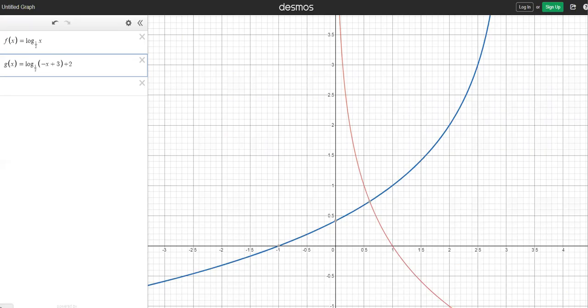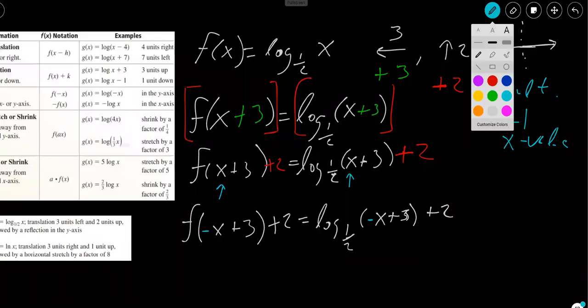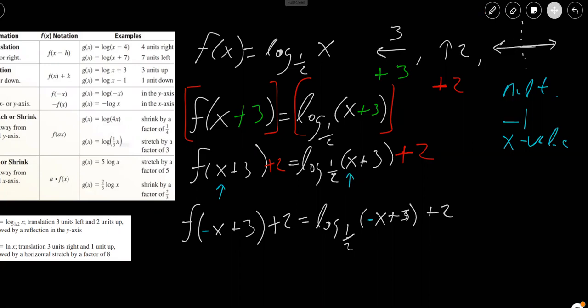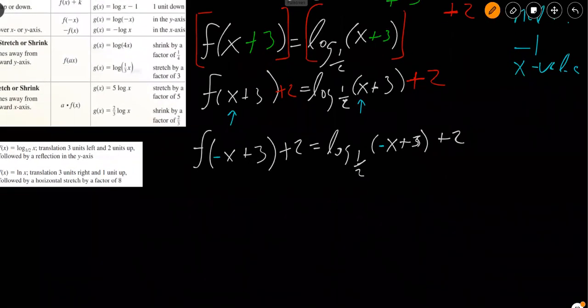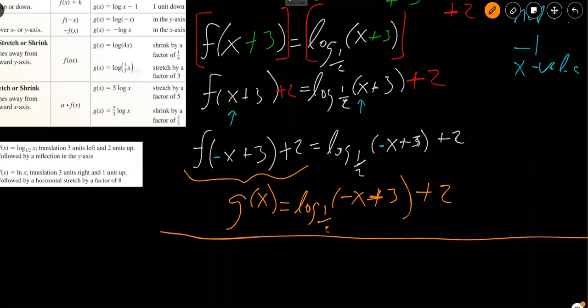We're done at this point with this problem. And the last thing we're going to do is just rewrite it as a new function we're going to call g. So g of x is equal to log base 1/2 of -x plus 3 plus 2. All right, so that's question 3. Let's do the last one.